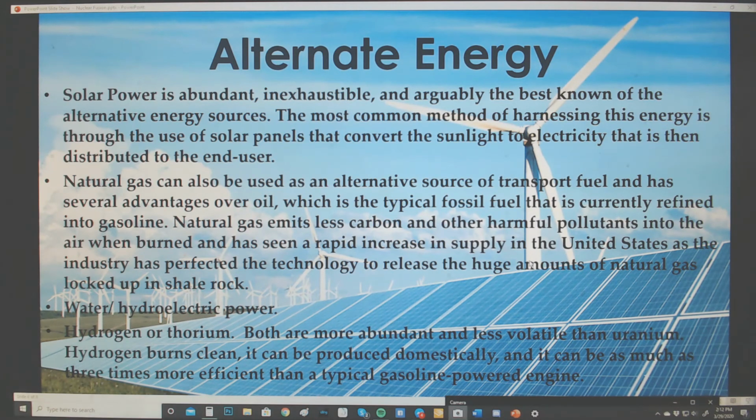Natural gas is also an alternative energy source to fuel. It's not a typical fossil fuel, but emits less carbon and other harmful pollutants compared to coal.